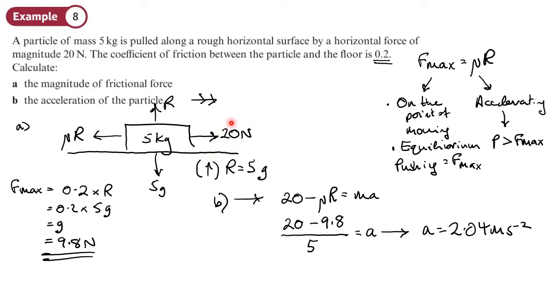If this pushing force was less than 9.8, let's say, for example, let's pretend that pushing force was only 5 newtons. Right, if that pulling force was only 5 newtons, then the resistive force would only be 5 newtons. It can go up to 9.8, but it can only match the pulling or pushing force up to its maximum, and then after that, the pushing force takes over. Okay?